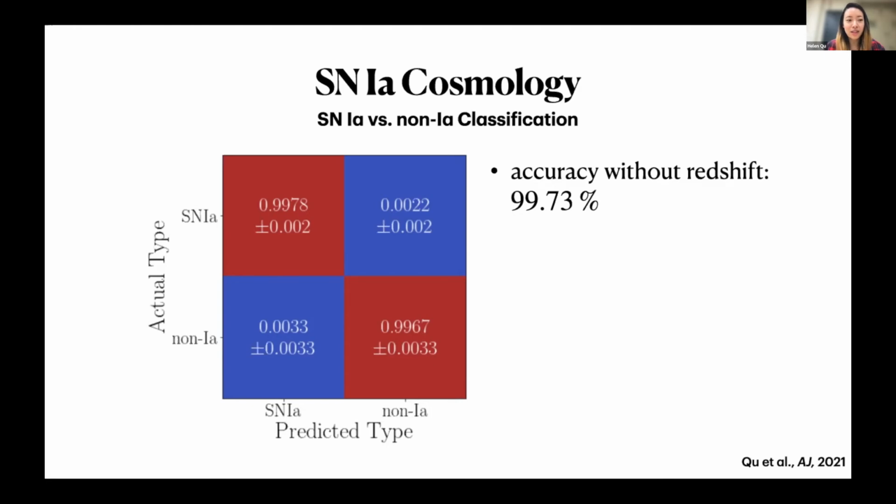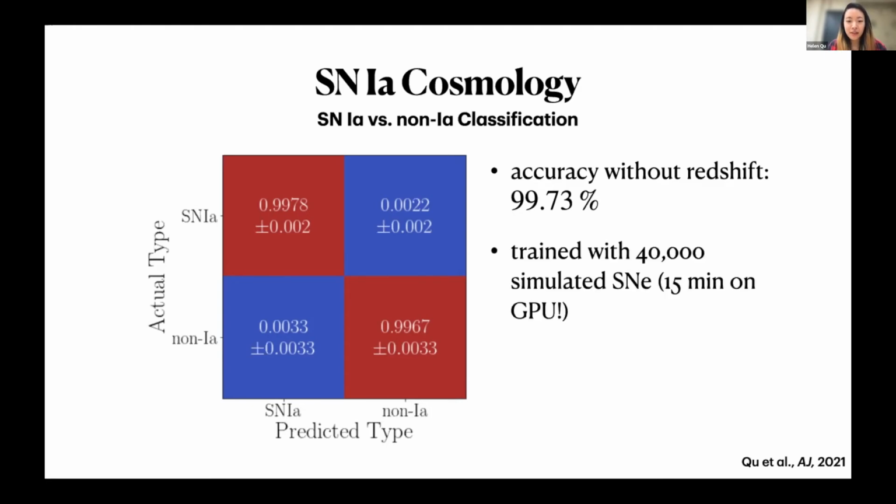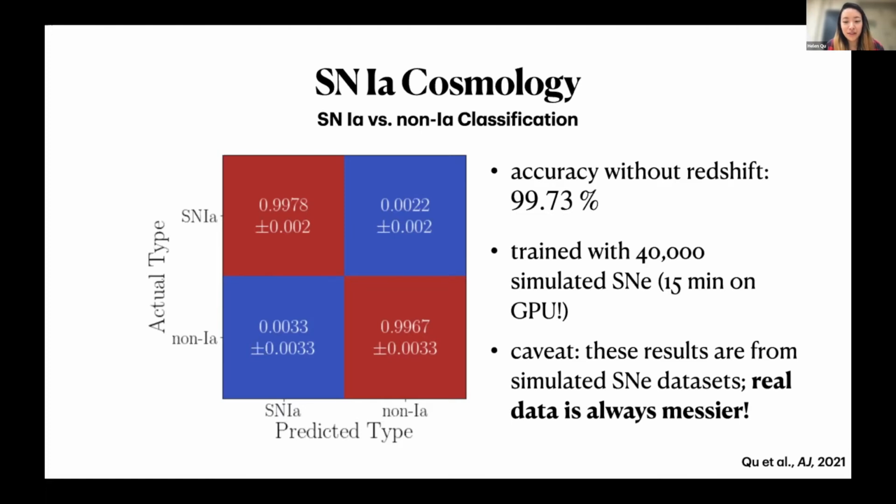And here we're doing classification without redshift information, which is a harder problem. And we've also gotten these results by training with 40,000 simulated supernovae, which takes only about 15 minutes on a GPU. This is orders of magnitude less time and fewer supernovae than are needed to train other deep learning approaches in this space. So really a remarkable result. And an important caveat to note here is that these results are from simulated supernova data sets, and obviously real data is going to be messier.